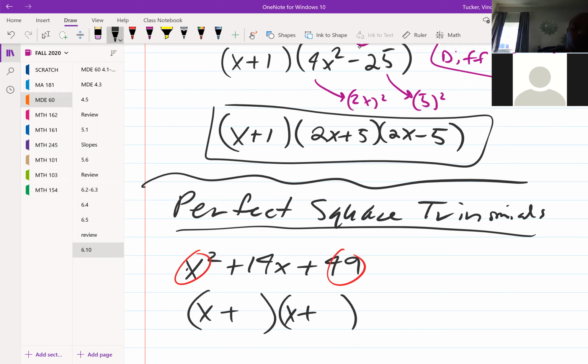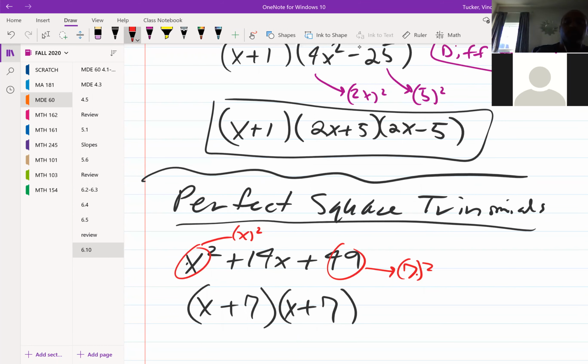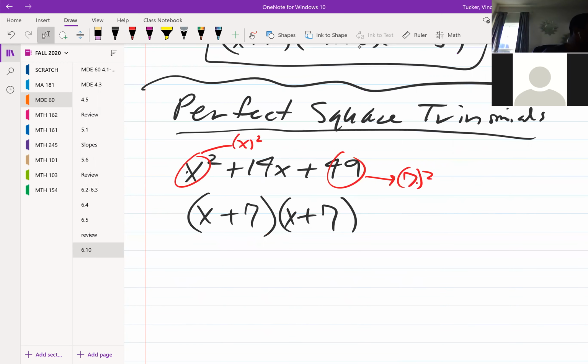Use x and x to give me x squared, and then 7 and 7 in the back to give me 49. That's 7 squared, and this is x squared. And that's your factorization. If you were to multiply them out, 7 times 7 gives you 49. 7 plus 7 will give you that 14 in the middle. So whenever you have a perfect square trinomial, this is the scenario that you have.